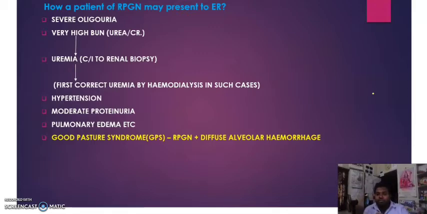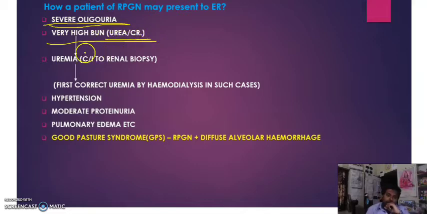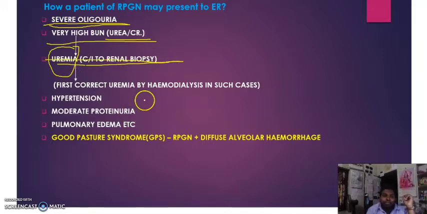So what are the features of RPGN? With what feature may a patient present? There will be severe oliguria. This needs no explanation, and that will result in very high blood urea nitrogen, that means urea and creatinine. High urea will lead to uremia. Uremia will lead to risk of bleeding. So for the diagnosis of RPGN, when you suspect it, you need to perform a renal biopsy. But due to uremia, you cannot perform it because there is a high risk of bleeding. So first you have to correct this uremia by repeated multiple hemodialysis. Then bring down this serum urea, and now you can perform it.